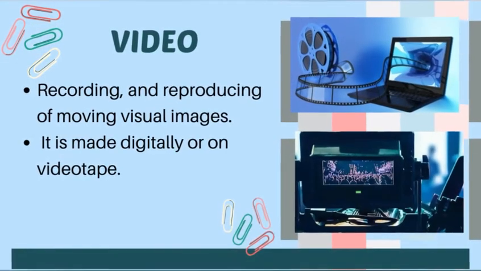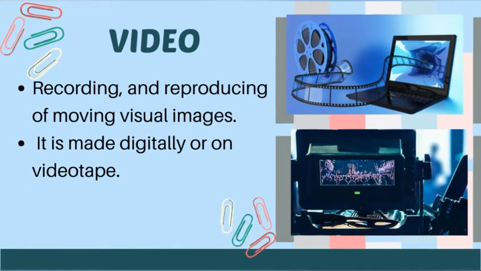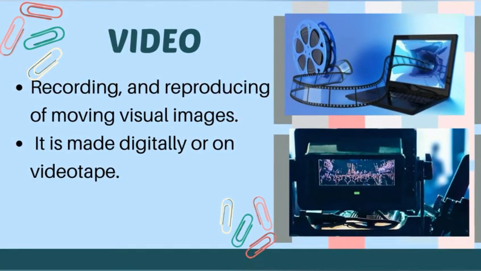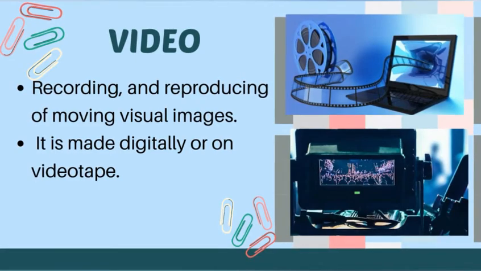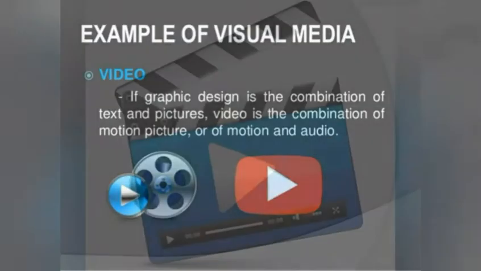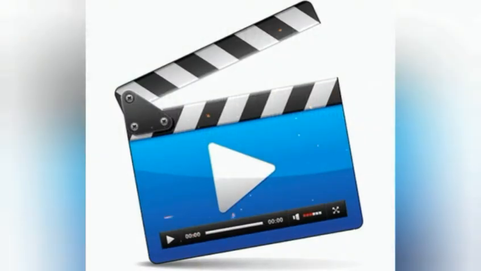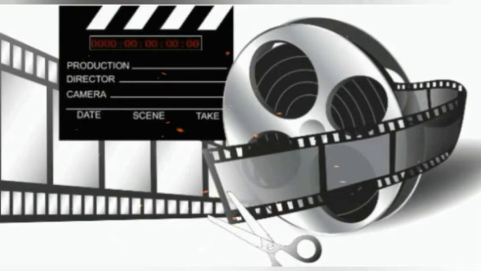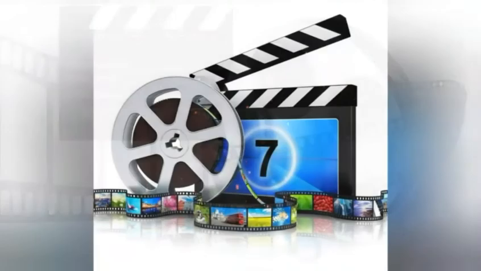The other one is video. Video is the recording, reproducing, and broadcasting of moving visual images that is made digitally or on videotape. Fun fact about video: video was first developed for mechanical television systems, which were quickly replaced by cathode ray tube or CRT systems, and later on replaced by flat panel displays.